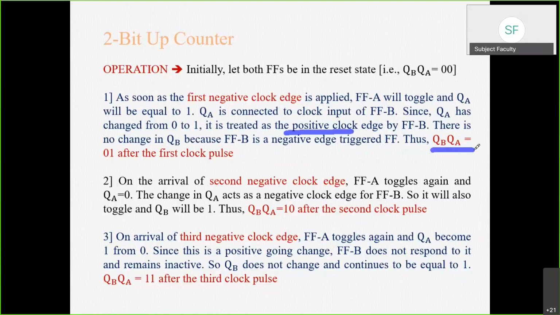Thus, the current state of the counter will be 0, 1, which is the binary equivalent of 1. Initially our count was 0, and now it becomes 1. Then comes the arrival of the second negative clock edge. Now what happens at the second negative clock edge?